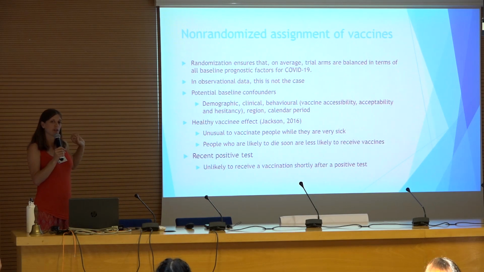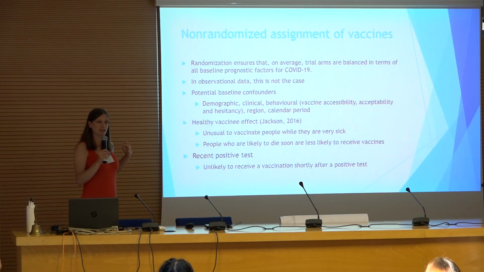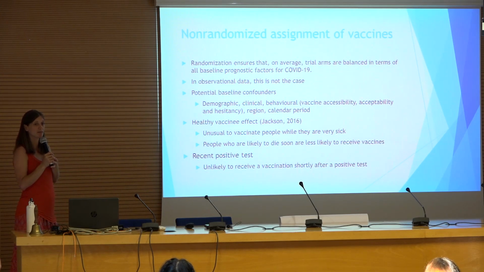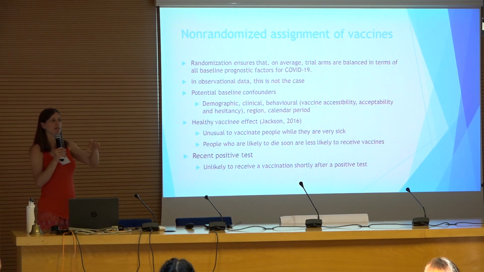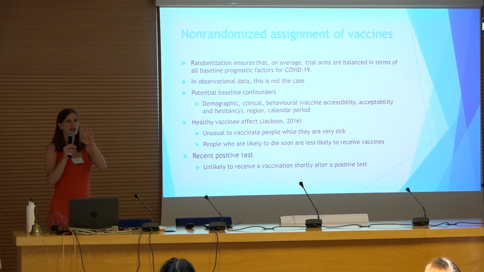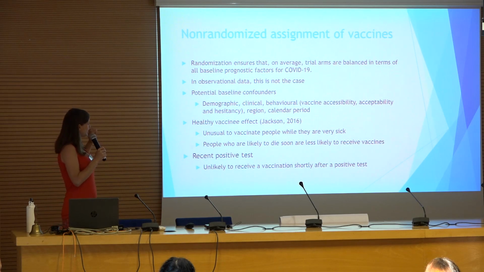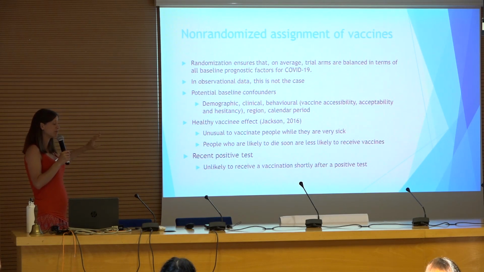There's a well-known phenomenon called the healthy vaccinee effect, which is it's unusual to vaccinate people while they're very sick. So if you just compare vaccinated with unvaccinated, you're typically comparing a much more healthy population with a less healthy population in ways which are not likely to be captured. In particular, people who are likely to die soon are unlikely to receive vaccinations. And it's weirdly hard to identify people who are very frail from routinely collected data. So again, we're concerned about unmeasured confounding.